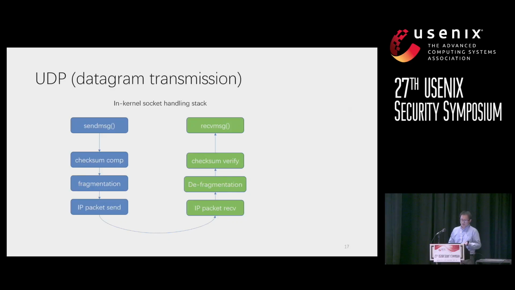For the UDP case, because it's datagram transmission, we use the tag embedding approach. We implement the tag embedding routine in the internal socket handling stack before the checksum has been computed, and at the receiving side it is before the checksum has been verified.